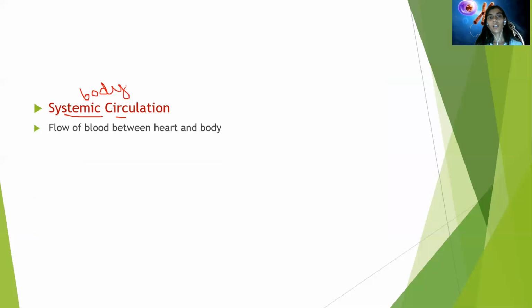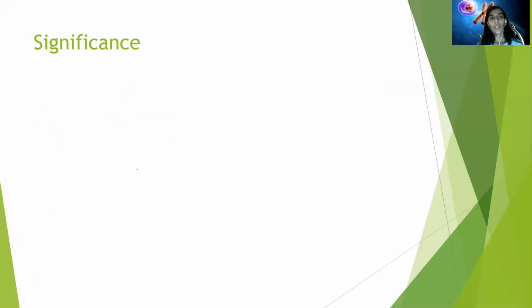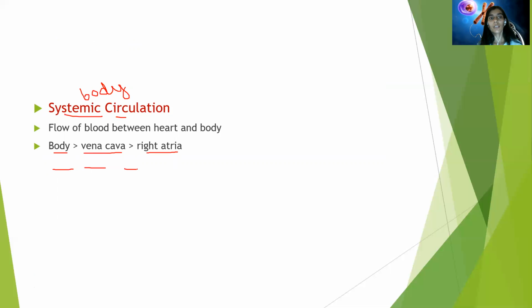Let's see the second type of circulation, that is systemic circulation. Systemic represents the body and circulation is about the heart. So the flow of blood between the heart and body is called systemic circulation. How? From the body, the vena cava carries the deoxygenated blood to the right atrium, right? And from the heart, the aorta carries the oxygenated blood to the body. So this is all about the systemic circulation.